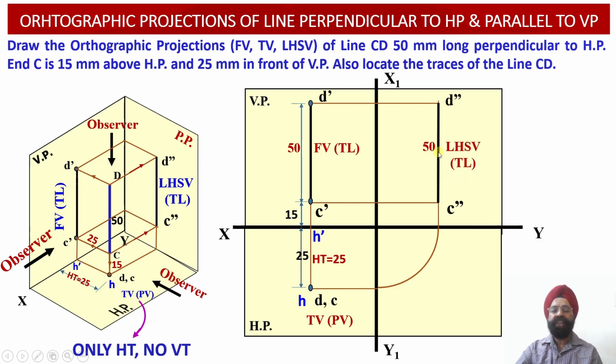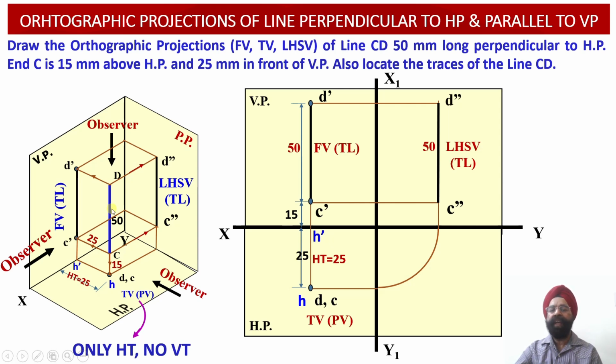So we know that because this line happens to be perpendicular to the horizontal plane, it is parallel to the profile plane. So since this line is parallel to the profile plane, we have been able to obtain the true length projection of this line in the left hand side view over here. So we have evaluated the front view projections, the top view projections and the left hand side view projections of this line into the 2D orthographic projections.